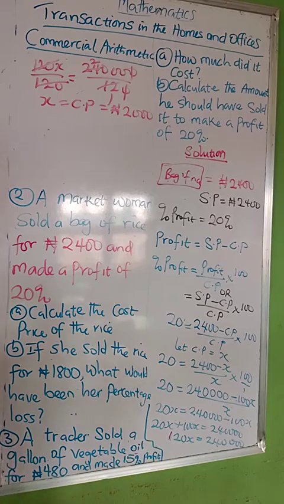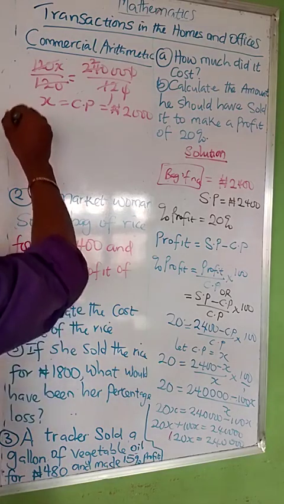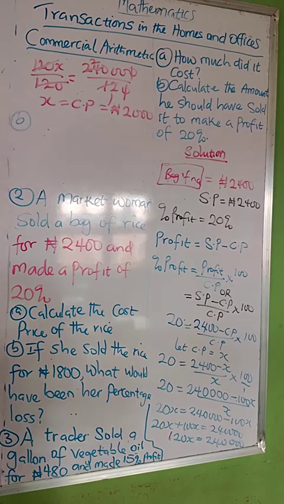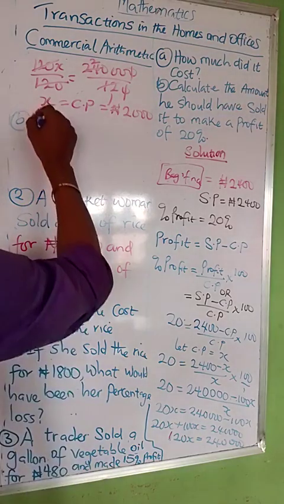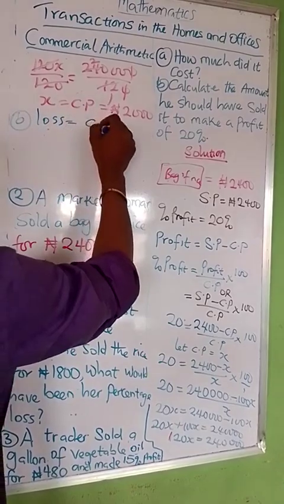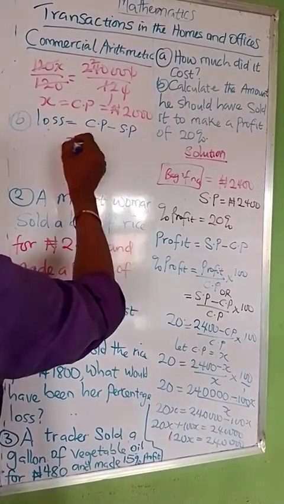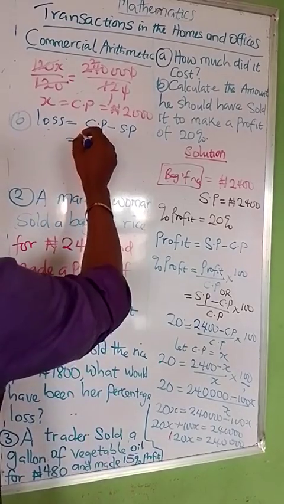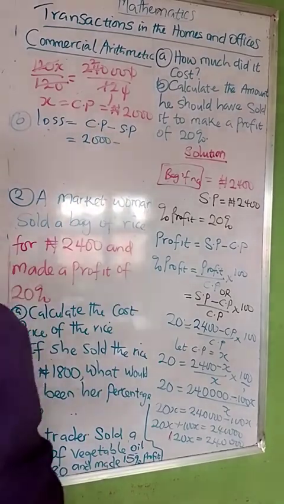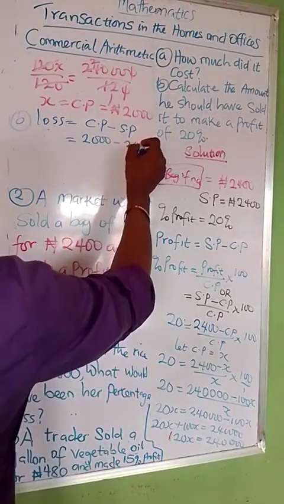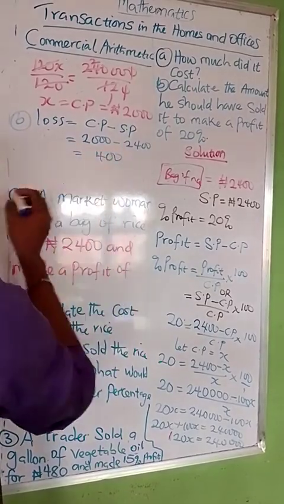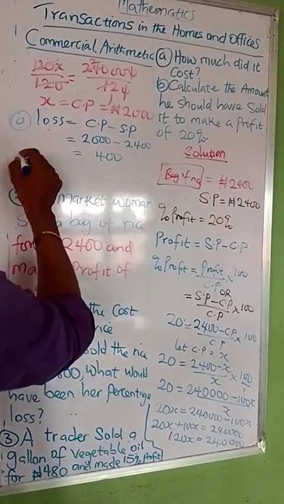All right. So we are asked to also find the percentage loss. The formula for the loss equals cost price minus selling price. What's our cost price? Our cost price is 2,000 minus selling price, 2,400. So we can see a 400 naira loss there.